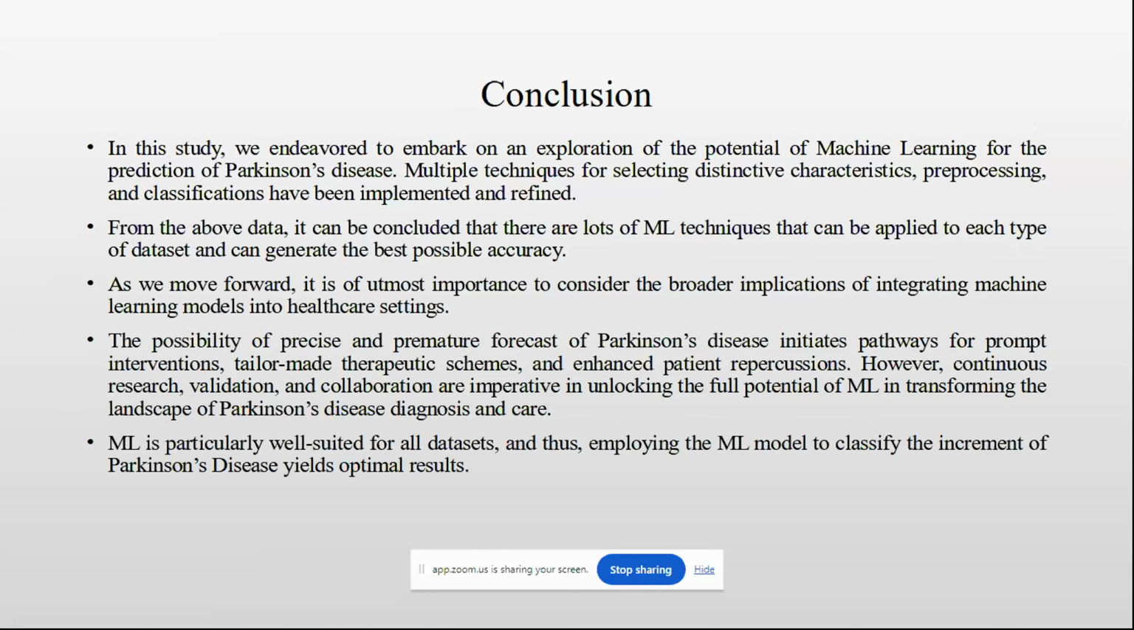And as we move forward, it is of utmost importance to consider the broader implications of integrating ML models into healthcare settings. The possibility of precise and premature forecast of Parkinson's disease, initiate pathways for prompt intervention, tailor-made therapeutic schemes, and enhance patient preferences. And ML is particularly well suited for all datasets, and thus employing the ML models to classify the increment of Parkinson's disease yields optimal results.